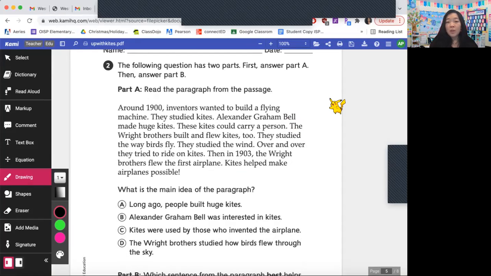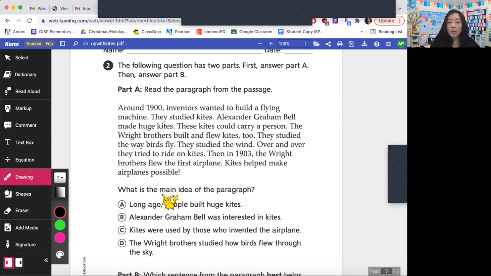The Wright brothers built and flew kites too. They studied the way birds fly. They studied the wind. Over and over, they tried to ride on kites. Then in 1903, the Wright brothers flew the first airplane. Kites helped make airplanes possible. What is the main idea of the paragraph?